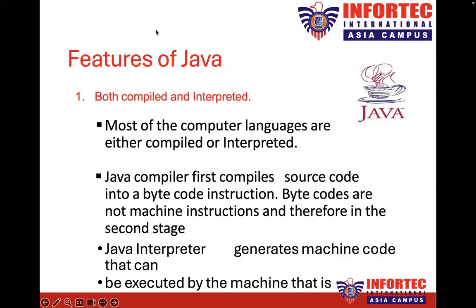So these are the two steps we have in that translation process. So in Java, Java has both features, compilation, interpretation. Java can do both.